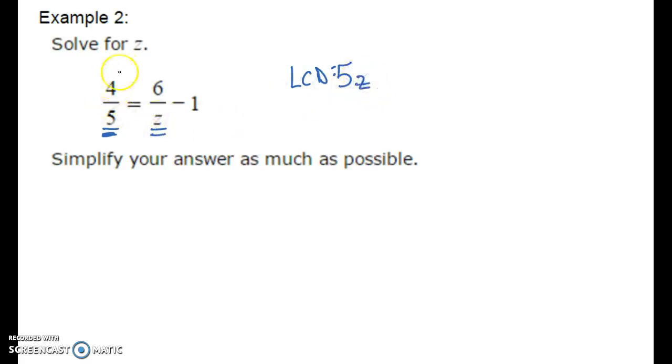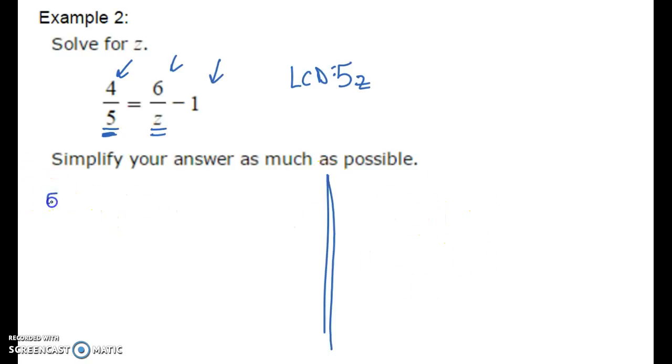So I'm going to take each part of this equation and multiply it by 5z with the idea that I'm going to cancel off those denominators. So I'll do this two ways. I'm going to write the whole thing out, which I think sometimes makes it look more complicated, but people want to see that. And then on the right side over here, I'll do it the way I'd actually do it.